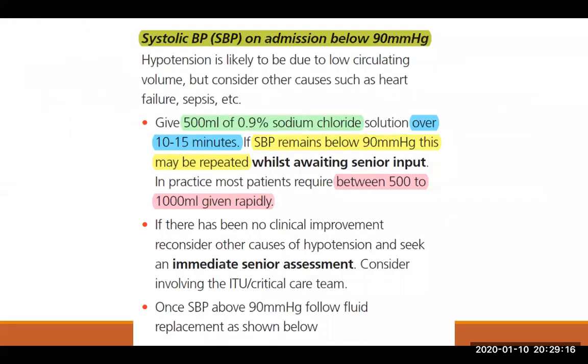If the patient is hypotensive initially, systolic blood pressure is less than 90 millimeters of mercury, we must give fluid rapidly over 10 to 15 minutes. Just give 1 bottle of normal saline over 10 to 15 minutes. If systolic blood pressure remains below 90, we can give another 500 ml of normal saline. And of course, we must check for other causes of hypotension and seek immediate senior assessment.